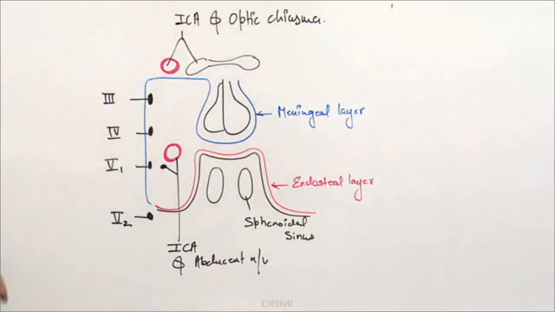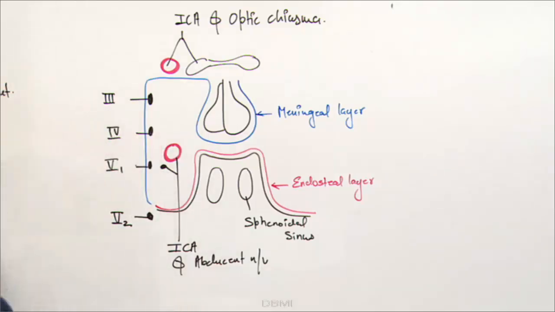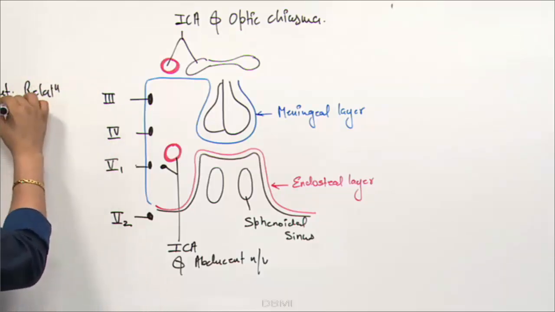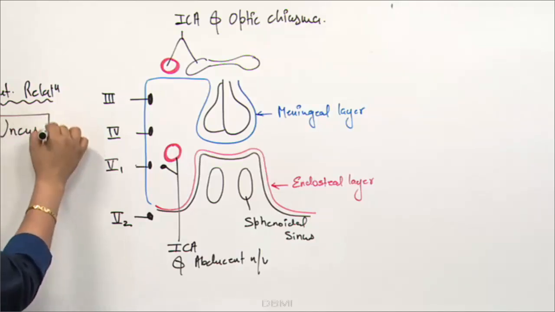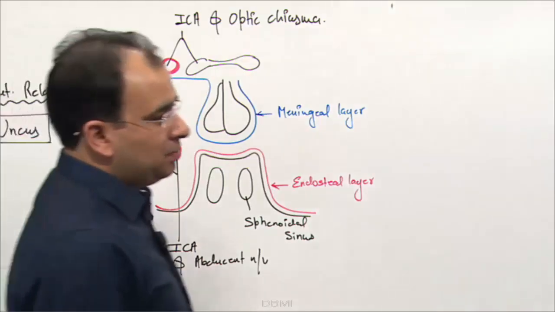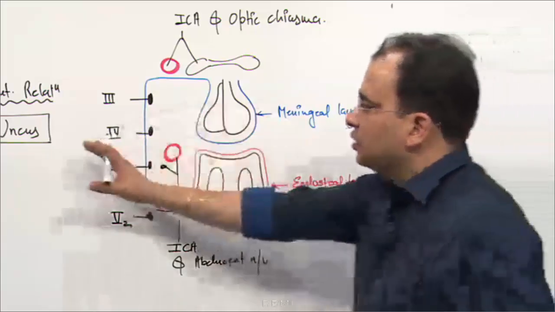And one very important question asked recently in the exam: what is the lateral relation of the cavernous sinus? So just note it down, we'll talk about this in neuroanatomy. The lateral relation of the cavernous sinus is the uncus. This primary olfactory area, also called the pyriform gyrus, is the uncus. Uncus is the lateral relation of the cavernous sinus.